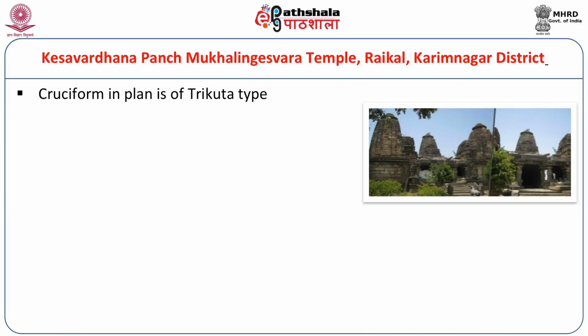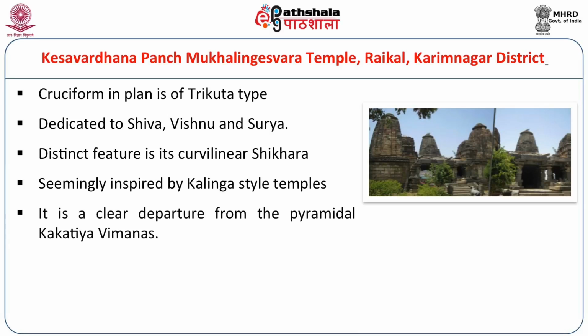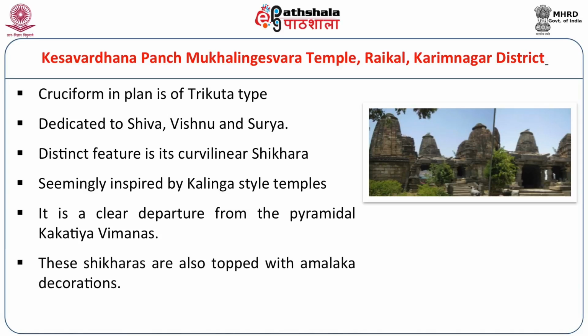Keshavardhana Panchamukhalingeshwara temple, Raikal, Karimnagar district. Cruciform in plan and Trikuta in type. This temple is dedicated to Shiva, Vishnu and Surya. The distinct feature of these temples is the curvilinear shikhara, seemingly inspired by the Kalinga style of temple architecture, the Rekha deul. It is a clear departure from the pyramidal vimanas that are generally seen in Kakatiya temples. These shikharas are also topped with Amalaka decorations, very similar to the Kalinga style of temples.